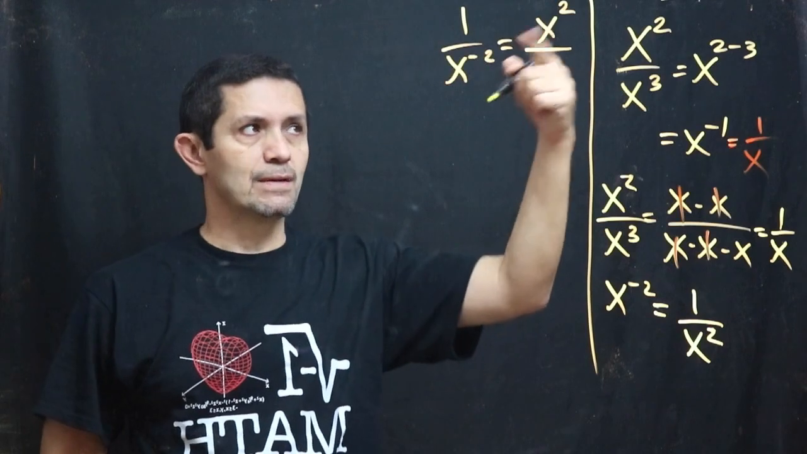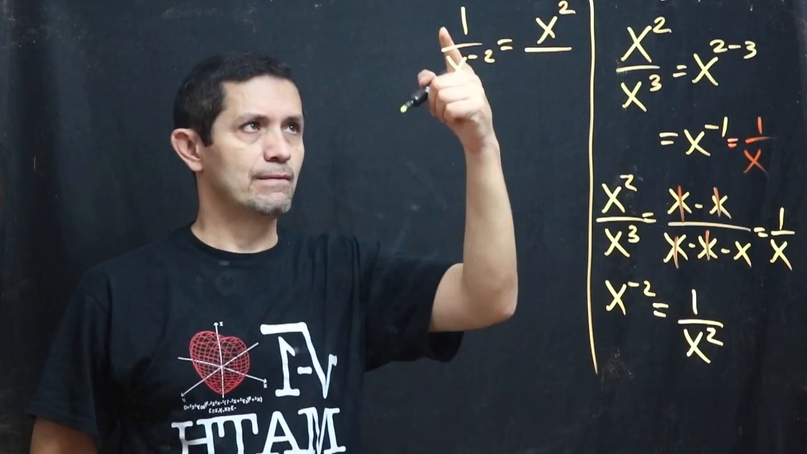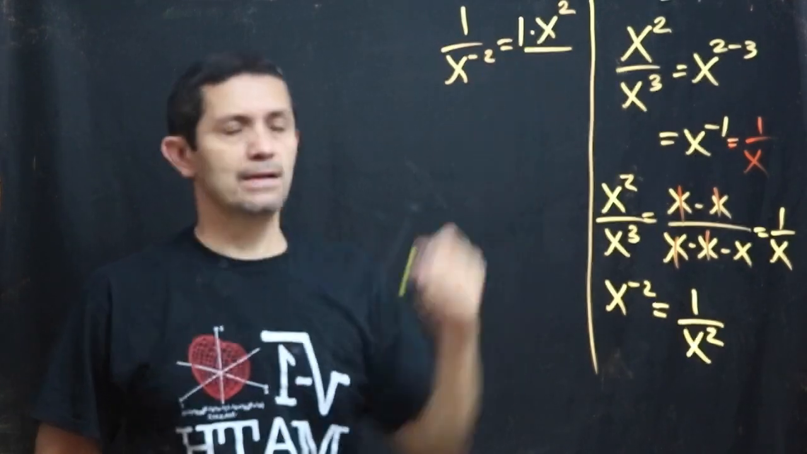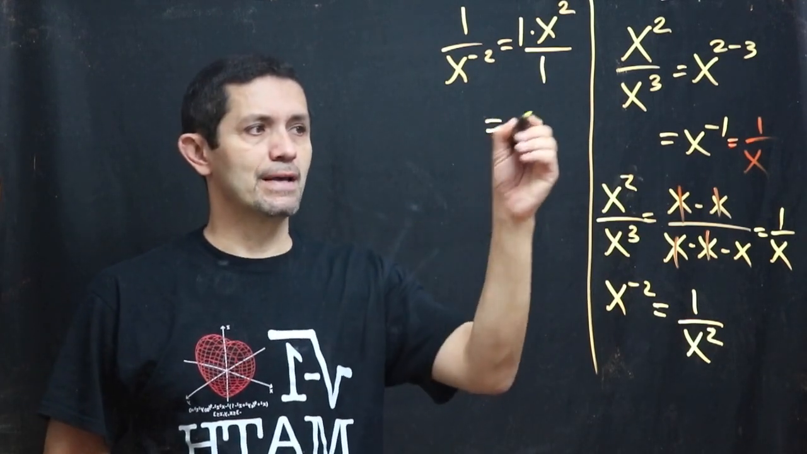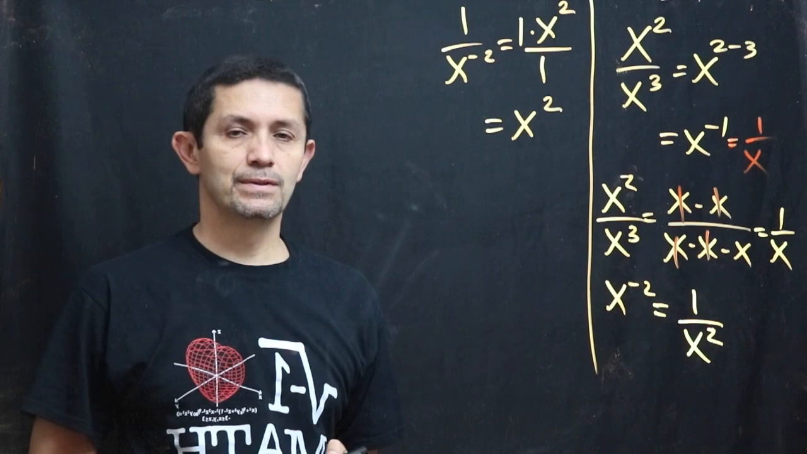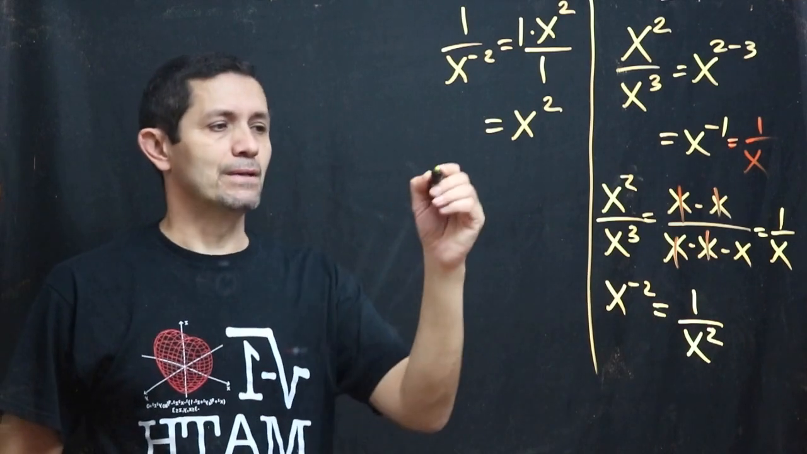As soon as I move it to the top, my sign changes. Okay, 1 was there, 1 times that is the same thing. And there's nothing on the bottom, I just put a 1, so basically my answer is x to the second power. What about if I have something on the top?